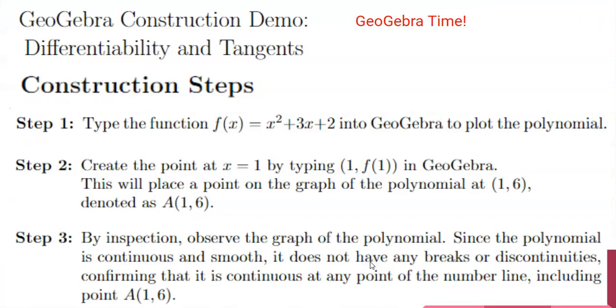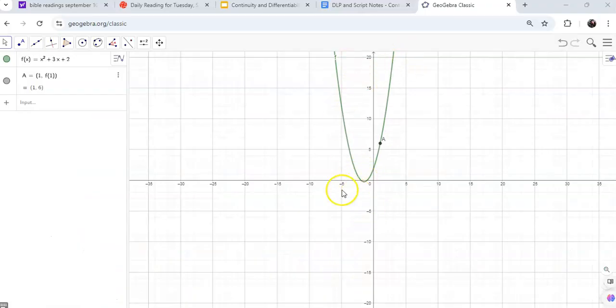Step number 3, by inspection, observe the graph of the polynomial. Since the polynomial is continuous and smooth, it does not have any breaks or discontinuities, confirming that it is continuous at any point of the number line, including point A. So we don't have any breaks here or discontinuities, right?